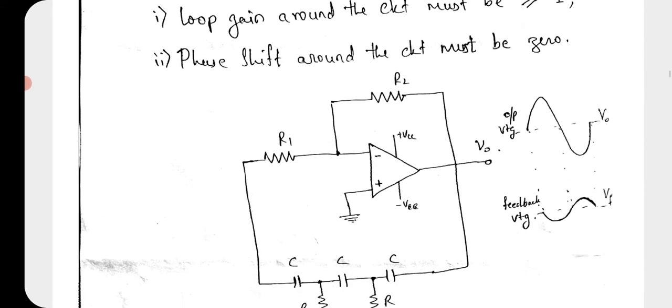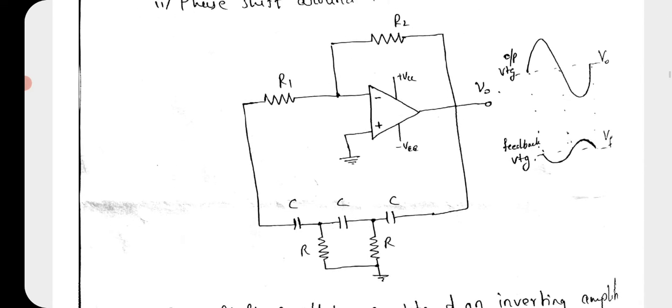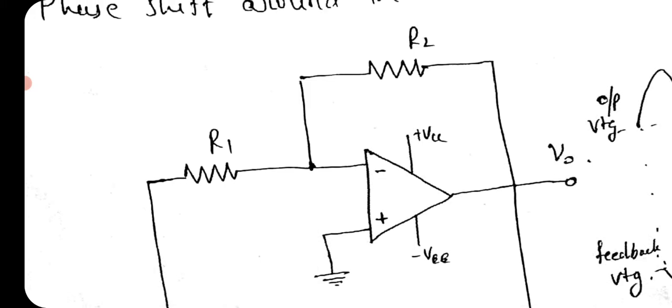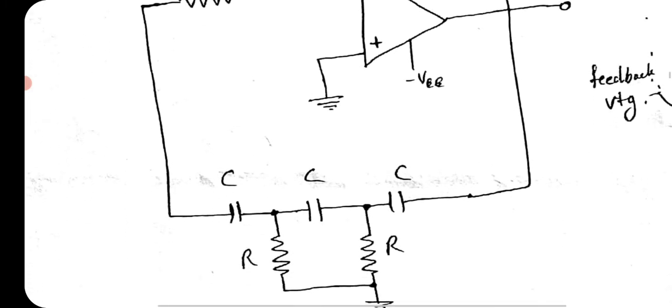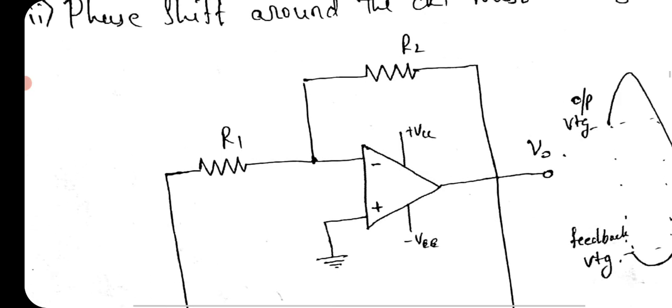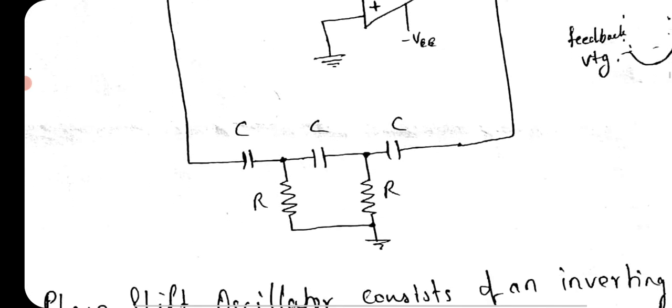Now this is the very basic circuit. The above circuit which you see here, I will divide into two parts. The upper part is the op amp, which has one R1 resistor and R2 resistor as feedback. R1 is input, R2 is feedback resistance. Then the second half part is the RC network.